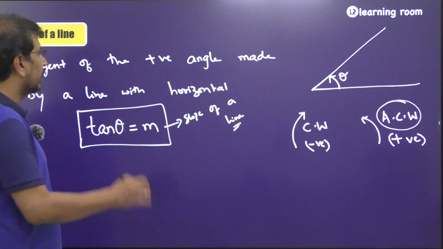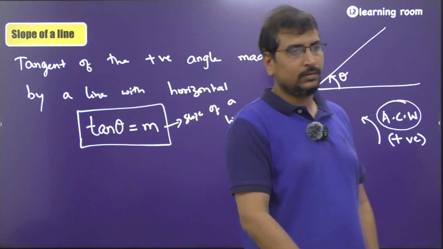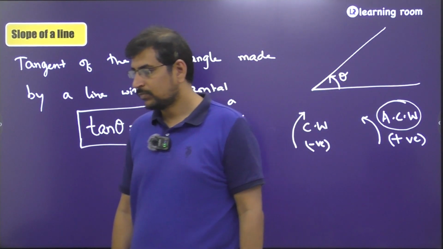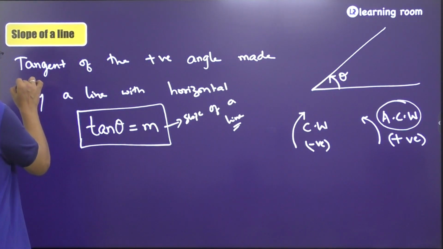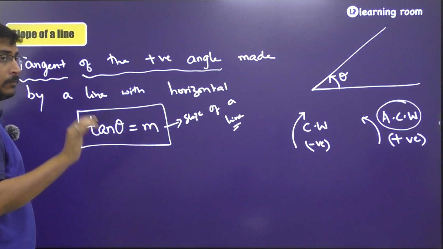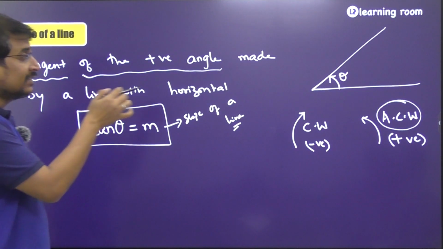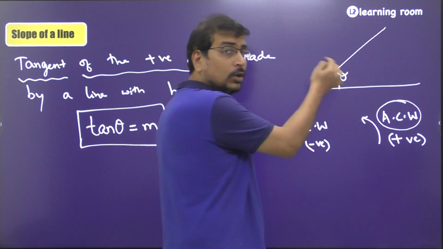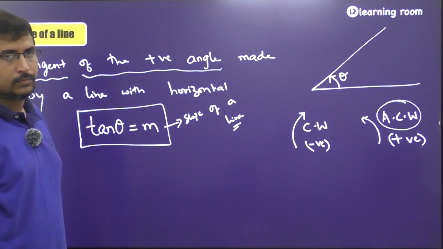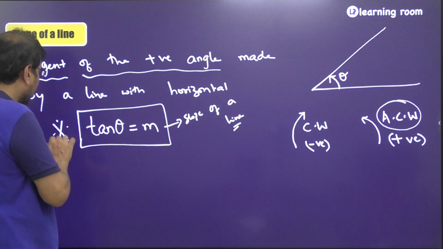No, slope is not an angle. Slope is the tangent of the angle. Slope is a number. Right? So that's why this word is very important. It is the tangent of the positive angle. Don't get confused here. What do I mean by positive angle? Positive angle means the angle which is measured in the counterclockwise direction. Am I clear with this? So this is an important point to be noted.